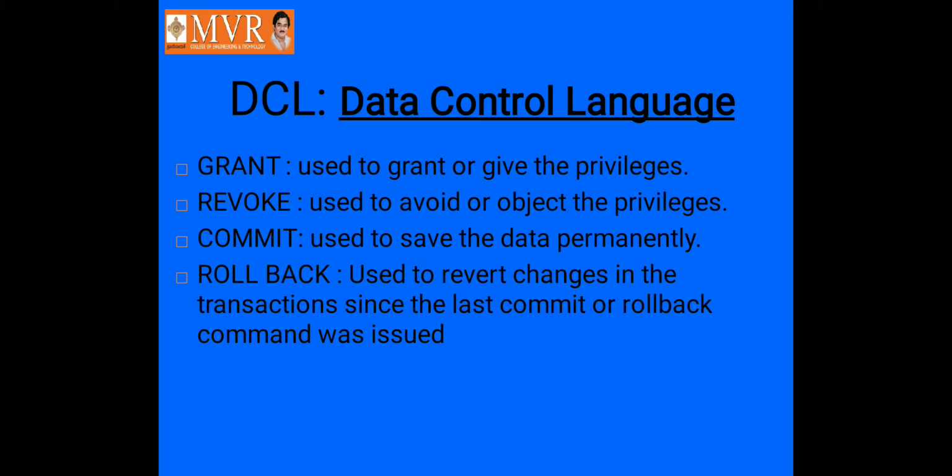Commit: whenever we use the commit command, it stores data permanently. And rollback is used to revert the changes in the transactions since the last commit or rollback command was issued. So whenever you use the last commit or rollback, you can bring the data back after deleting or updating, whatever you are doing between the last commit command and the current one. It will go back to the last commit point.